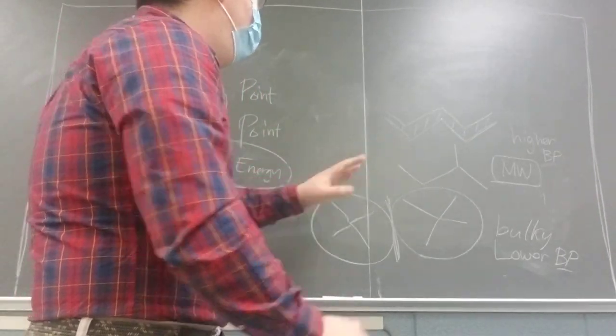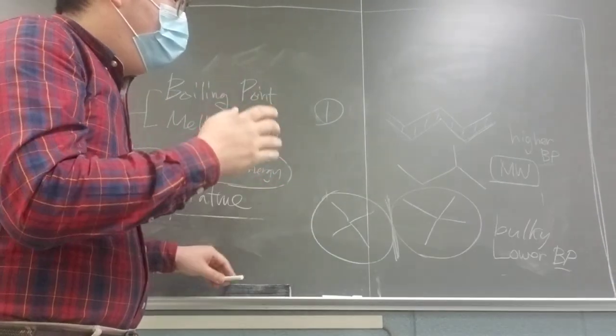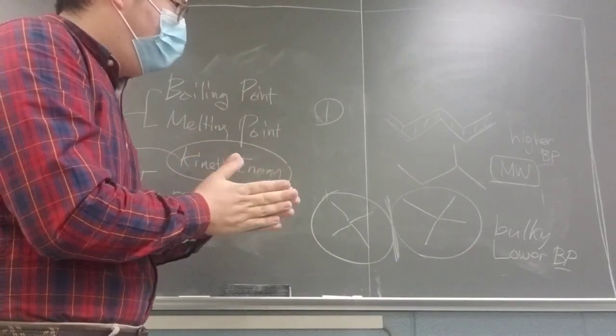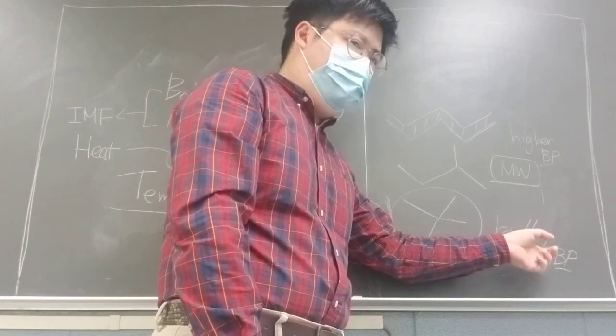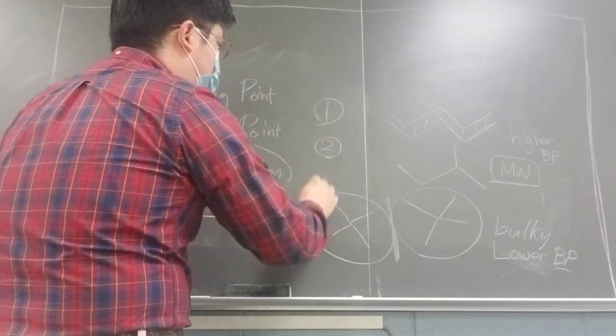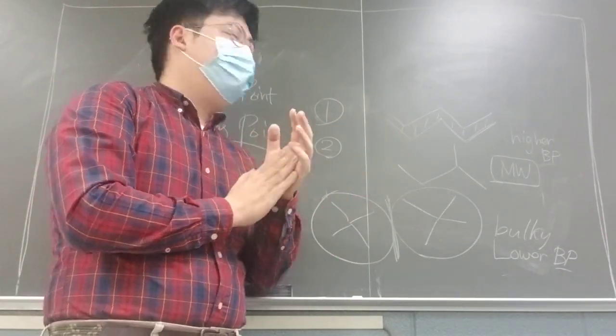So that is the one thing I want you to remember. This will be on the exam, okay? If it's more linear, they'll show you higher boiling points or higher melting points. If it's bulkier, they'll show you lower boiling points and melting points. There's one more thing that I want you to remember for the exam and the quiz: the size also matters.